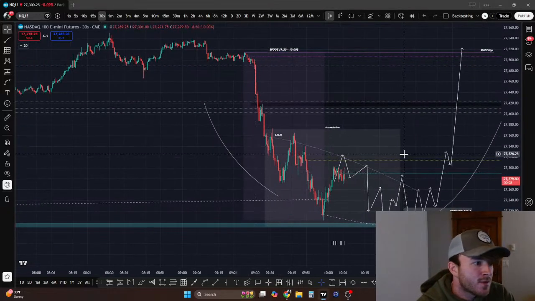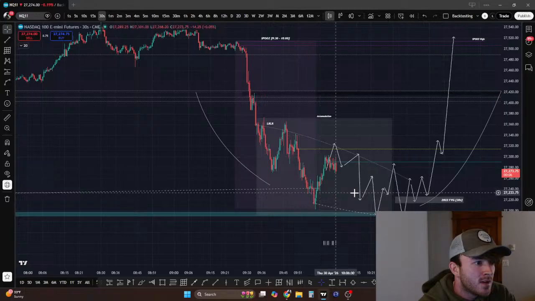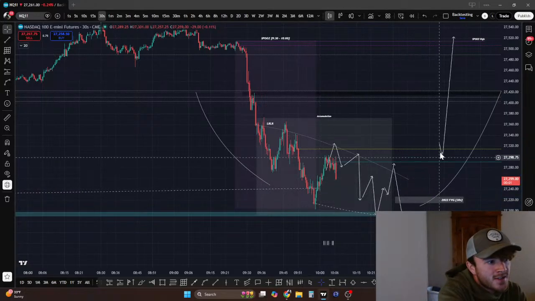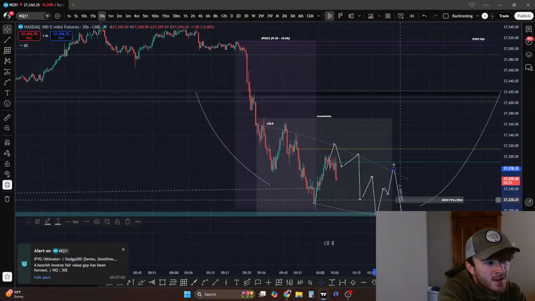We could try a propulsion block trade because this should be, in the short term, high resistance. So I might. As far as you guys are concerned, this is just gonna be a tape read if we get something.